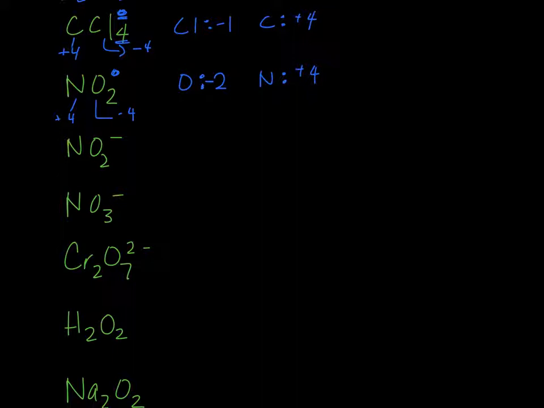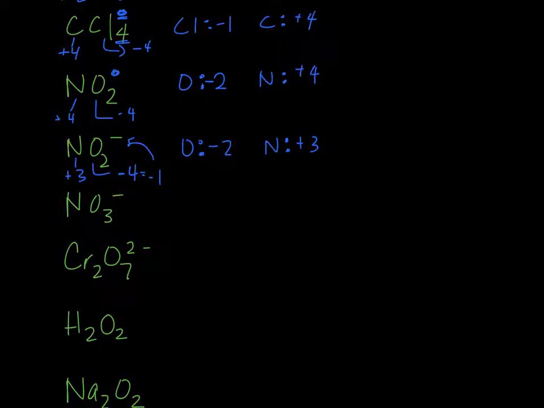NO2 negative. Oxygen is -2. So that means we've got -4. Now this time we do have a charge, and it's a charge of -1. So we want -1 left over. So nitrogen has to be +3 because 3 minus 4 gives you -1. So that charge matches up here. Okay, so nitrogen is found to be +3.